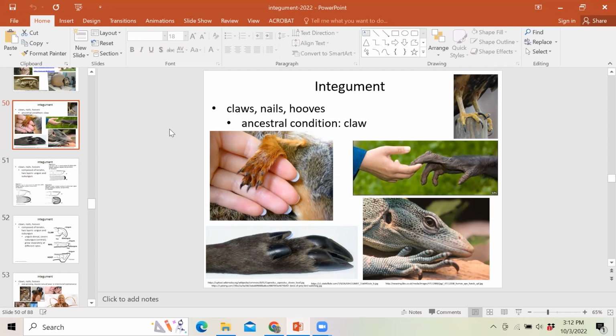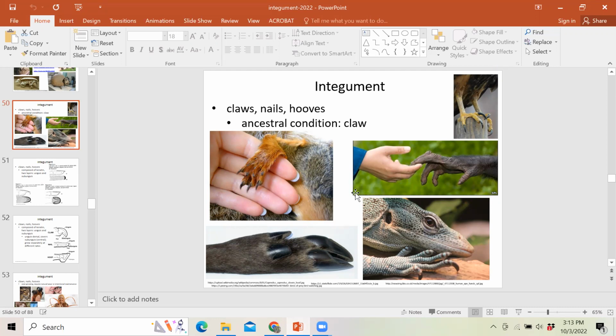This slide presentation will continue their topic of the integument, the skin and skin adaptations of mammals. And today's lecture is about claws, nails, and hooves. But something to keep in mind here is that these are all claws.